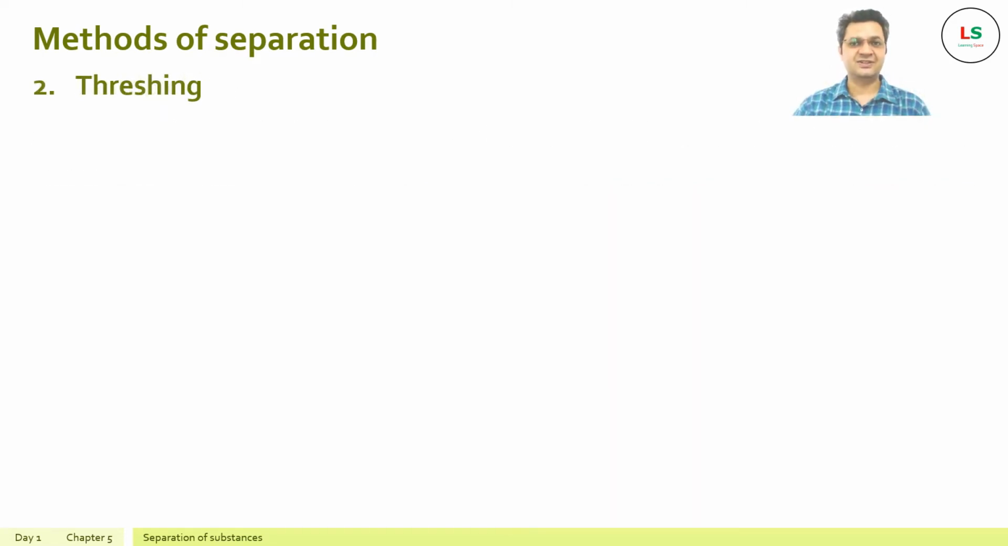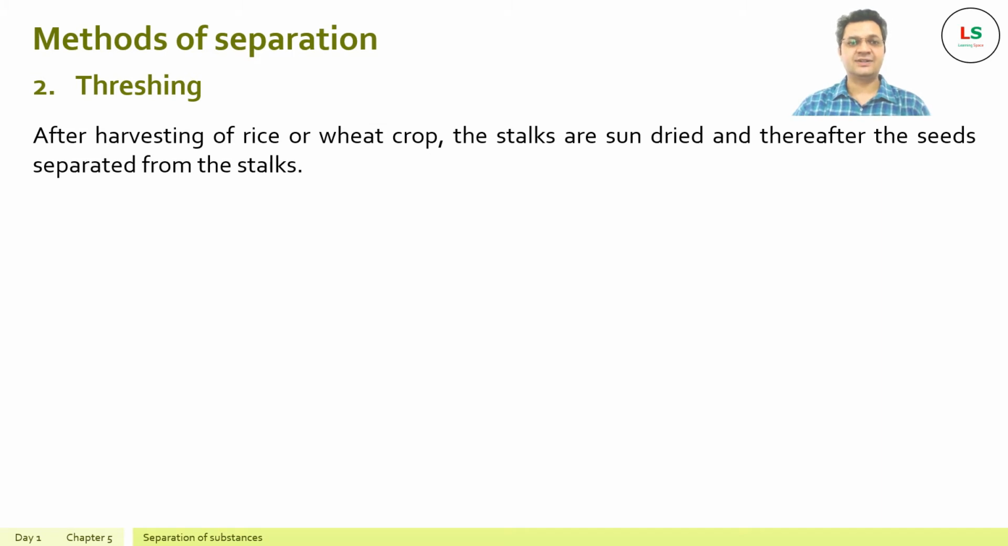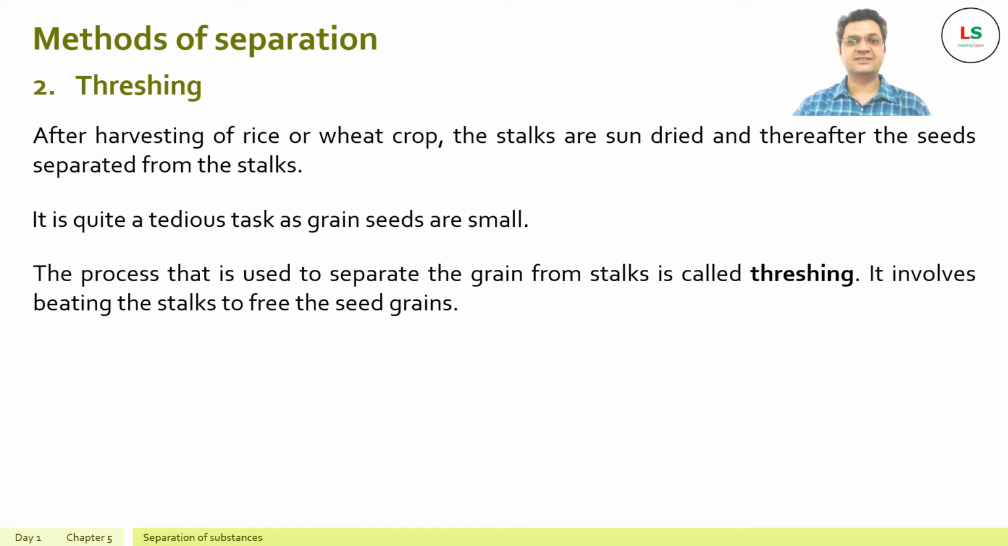Next method of separation is threshing. After harvesting of rice or wheat crop, the stalks are sun-dried and thereafter the seeds are separated from the stalks. It is quite a tedious task as grain seeds are small. The process that is used to separate the grain from stalks is called threshing. It involves beating the stalks to free the seed grains.